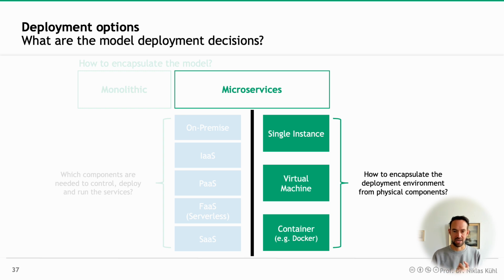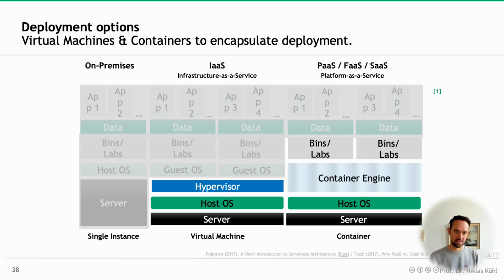The other question that we have to ask now when we deal with microservices is how do we encapsulate the deployment environments from these physical components? If you recall the logic that we had earlier of on-premises, infrastructure as a service, platform as a service, function as a service, and software as a service, there are different cases on how we can deal with that. The first one is you have everything as a single instance running, right? It's all one. Again, very traditional, but that means you have to take care, depending on the chosen infrastructure, of the hardware, the operating system, and so on.